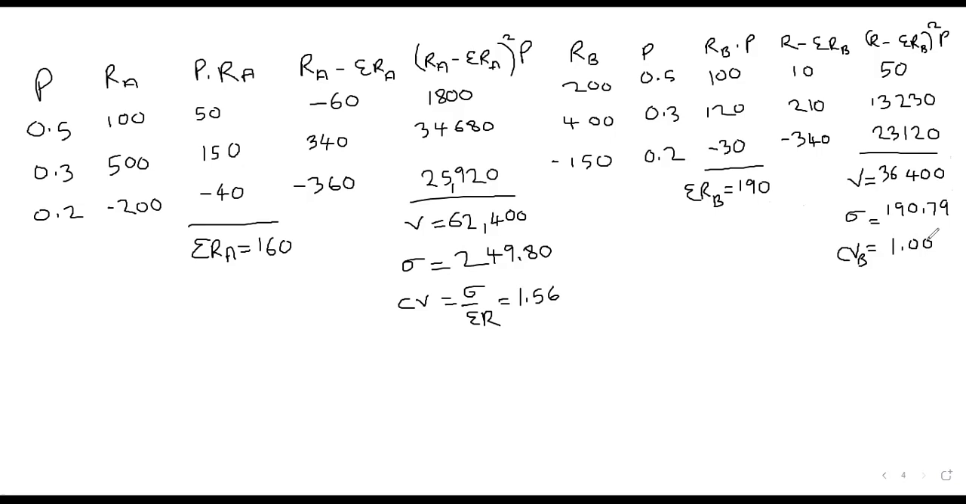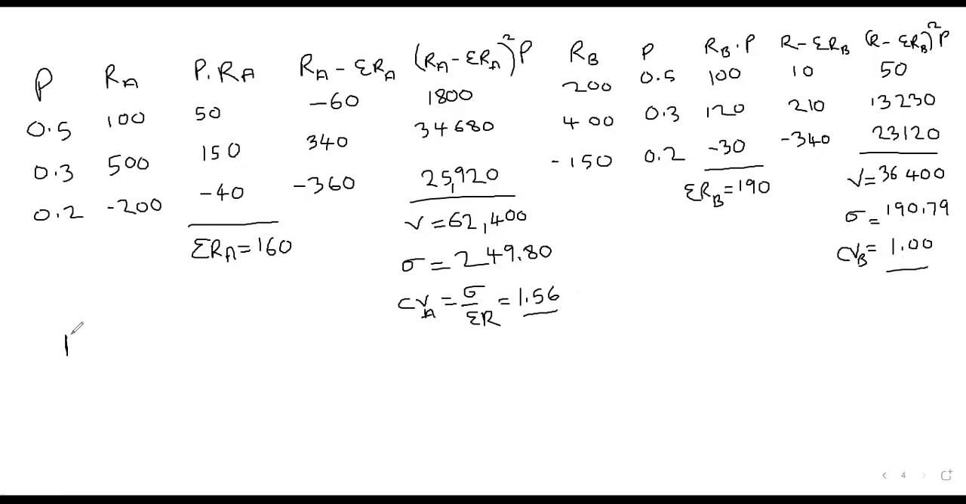So which one has more risk between the two of them? It's A. A has a higher risk. The higher the CV, the higher the risk. So which one is riskier? A.